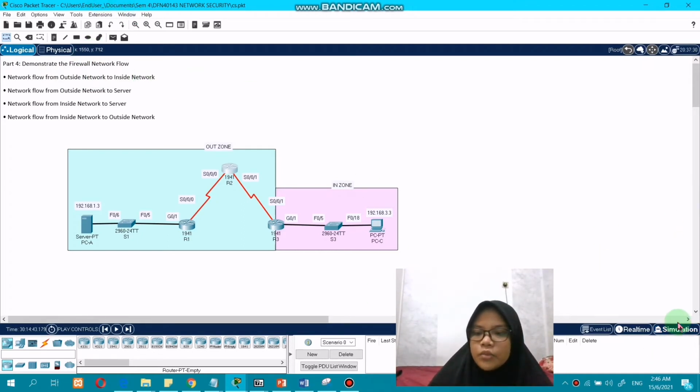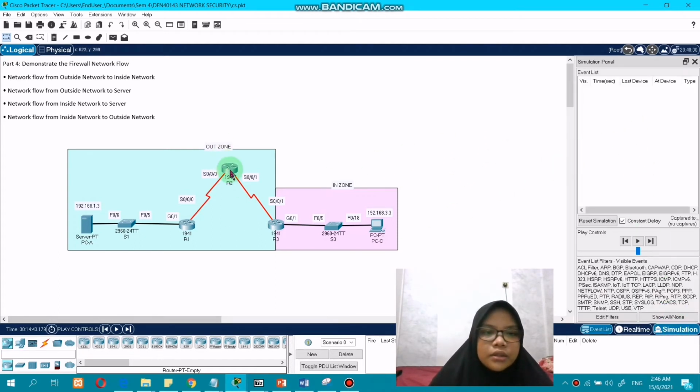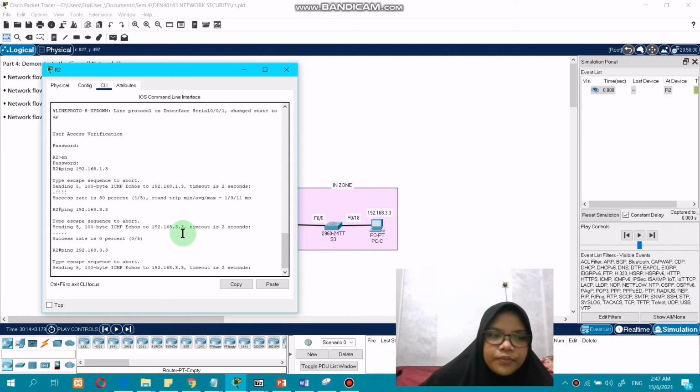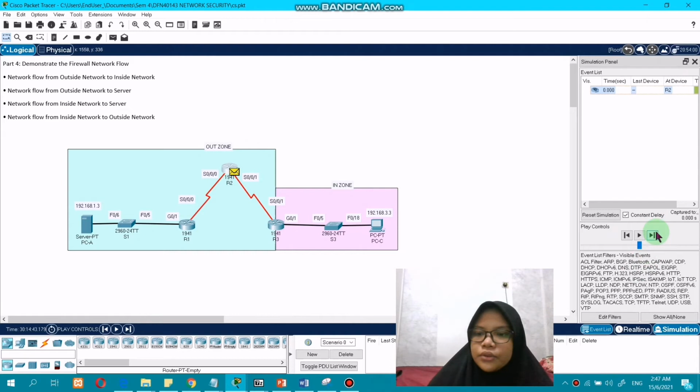So, open the simulation mode. Go to router 2 and ping the IP address of PCC. The ping IP address for PCC is 192.168.3.3. Okay, so play. So it will be denied at router 3 because we do not allow outside IPs to enter the LAN network, which is the inside zone.